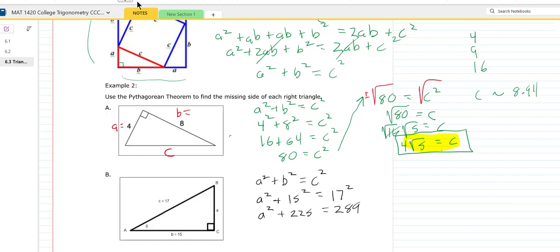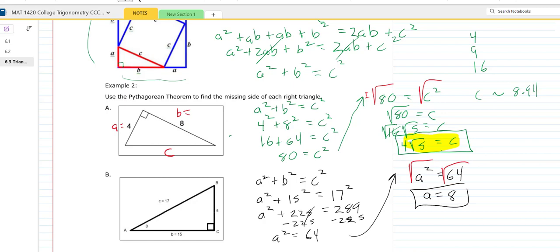Then I can subtract 225 from both sides of the equation. And that will give a squared is equal to 289 minus 225, which will give 64. Then from here, I can do the square root property. So I get a squared equals 64. I can take the square root of both sides. This time, the square root of 64 is a whole number, so I end up getting a is equal to 8.